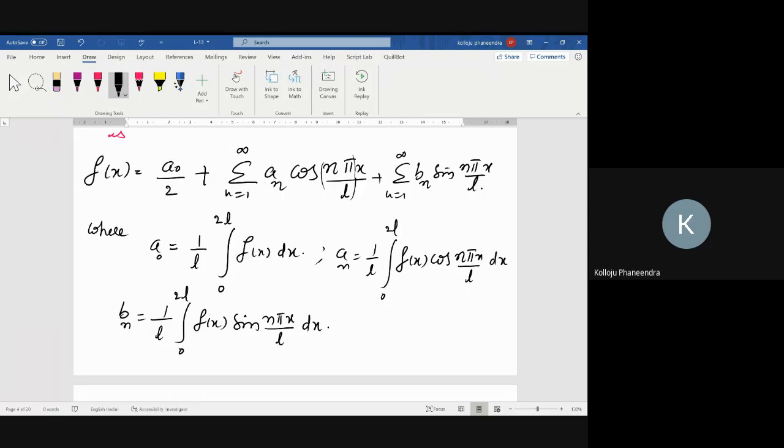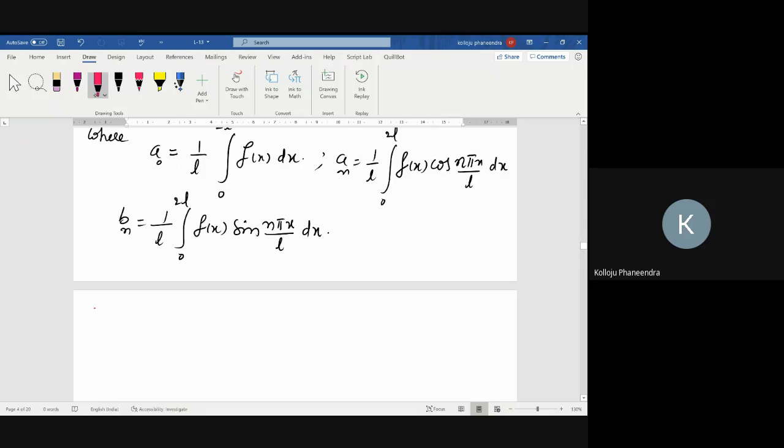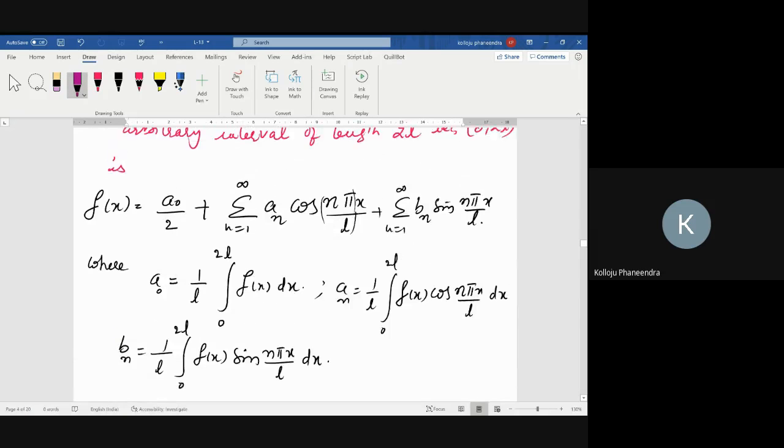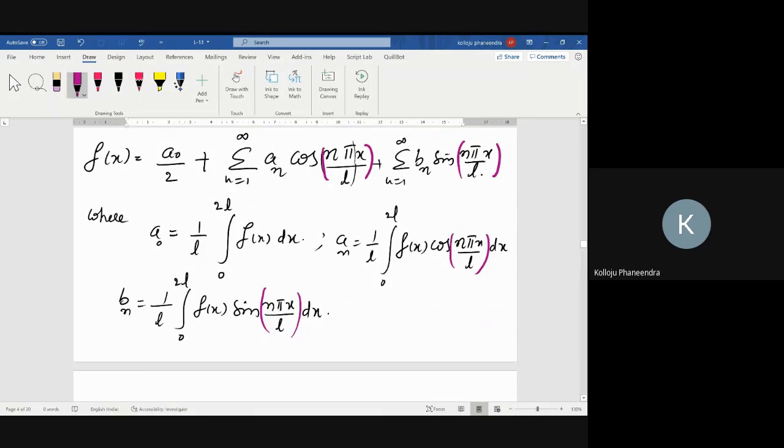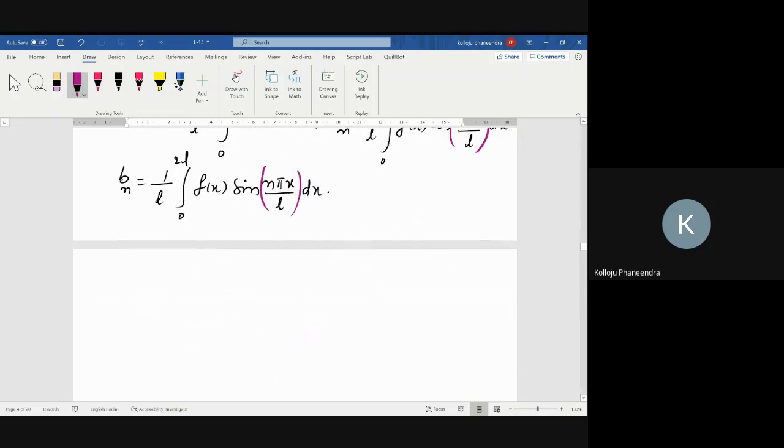And what is the hint for this? Derivation is no need, you will get confused. Just remember the formula, that's enough. Once again, in an arbitrary interval 0 to 2L, in place of nx, you will get n pi x by L. And it is not 1 by pi, it is 1 by L. When you substitute L equal to pi, you get the same formula again. Pi gets cancelled, you will get cos nx here, sin nx here. Same logic here also. Now Fourier series.